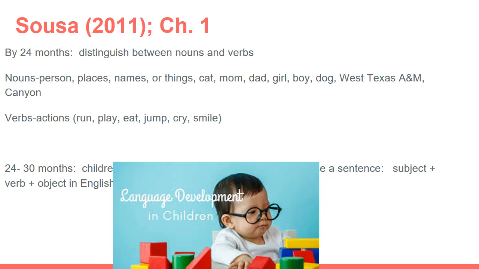By 24 months, toddlers can start to distinguish between nouns and verbs, and they can use them in sentences. They can speak using those. So they understand the difference between a noun, which is a person, place, name, or thing, and a verb, which is like an action. So they can start saying sentences like, I play, Mom eats, the cats meow, the dogs run, I watch TV or something. So they can distinguish between the nouns and the verbs.